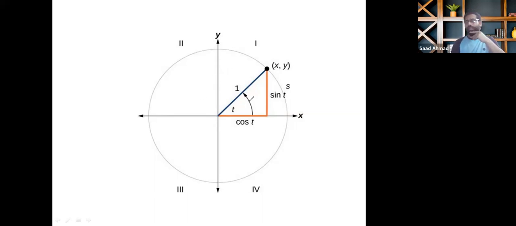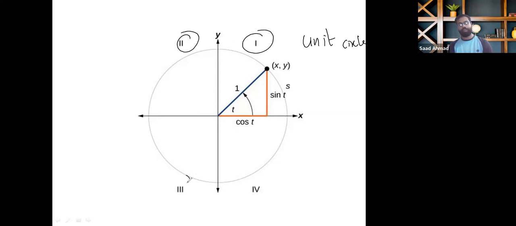So the thing that you're looking at on the screen right now is a unit circle. Its radius is 1 unit. It can be 1 meter, 1 millimeter, 1 centimeter, but it should be 1. It's a unit circle, right? When we divide the xy plane with the x-axis and the y-axis, it divides it into 4 parts. They are called the first quadrant, second quadrant, third quadrant, fourth quadrant.